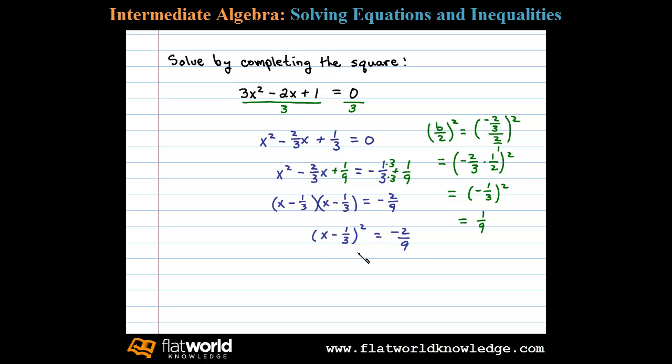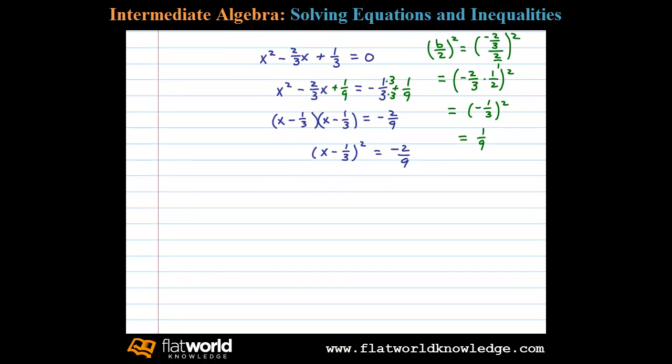And so at this point we can then extract the root. Applying the square root property, we'll be left with x minus 1/3 equals plus or minus the square root of negative 2/9, which simplifies, and we have x minus 1/3 equals plus or minus i times the square root of 2 over 3. And then adding 1/3, we have our two solutions. x equals 1/3 plus or minus the square root of 2 over 3 times i.